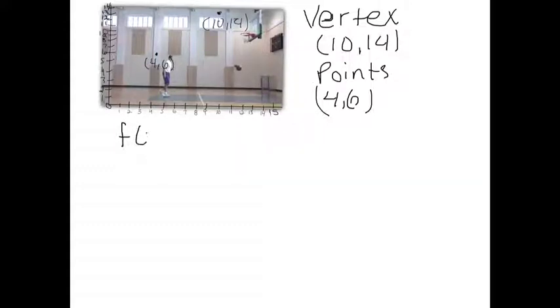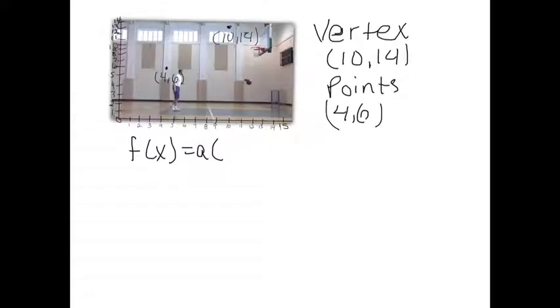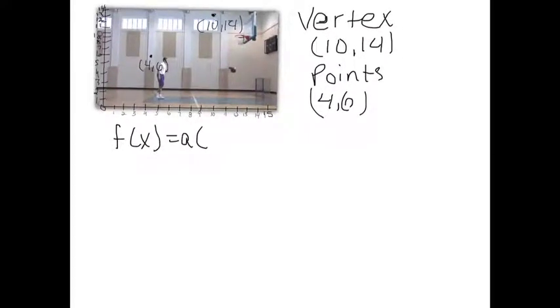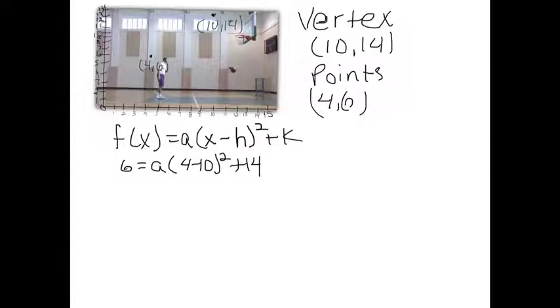The equation is f of x equals a, parenthesis x minus h, parenthesis squared, plus k. So we're going to plug in the numbers. It will be 6 equals a. We have to find the a. Parenthesis 4 minus 10, parenthesis squared, plus 14.